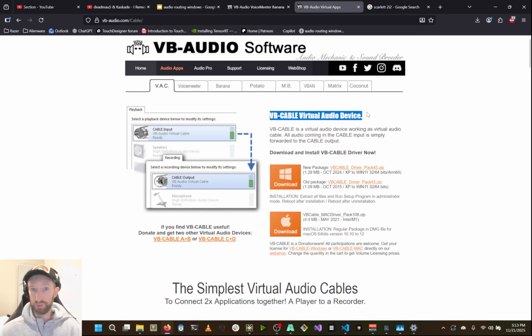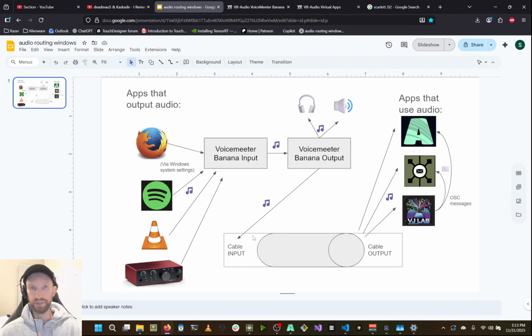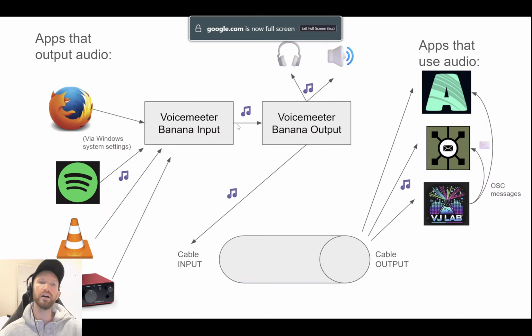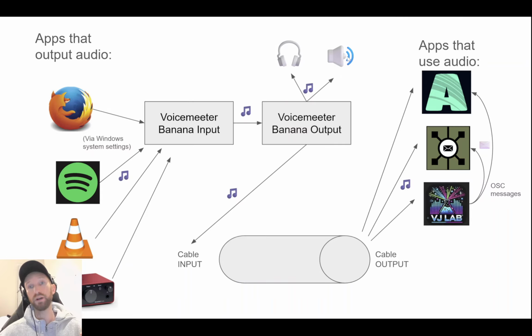VB Cable is a virtual audio device, and it's kind of this pipe through which audio flows, and out the other side, other apps can use it. Whereas Voicemeeter Banana lets us do the kind of cool thing of when we're listening to the audio, we want to be able to hear it through our headphones or speakers, but also send it to Cable and get it in our other apps.